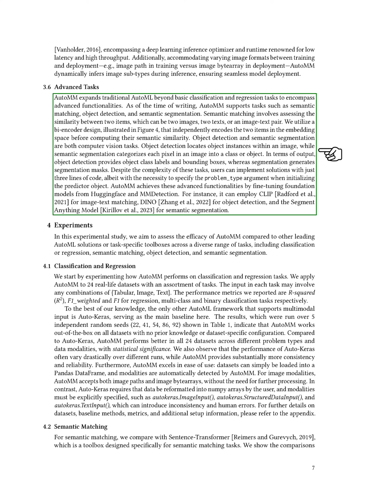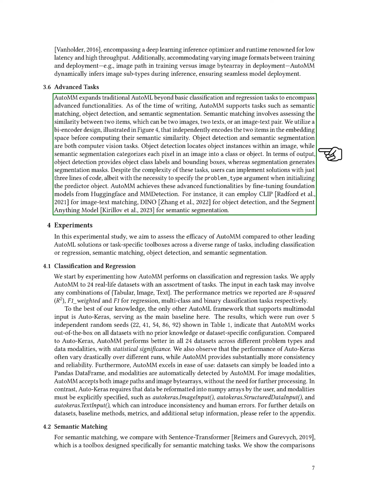Semantic matching involves evaluating the similarity between two items, which could be two images, two texts, or an image-text pair. We use a bi-encoder design to encode the two items separately in the embedding space before calculating their semantic similarity. Object detection and semantic segmentation are computer vision tasks where object detection finds object instances in an image, and semantic segmentation categorizes each pixel in an image into a class or object. Object detection provides object class labels and bounding boxes, while segmentation generates segmentation masks.